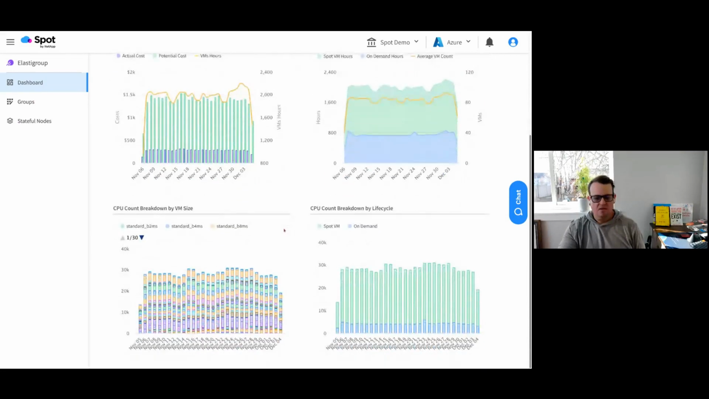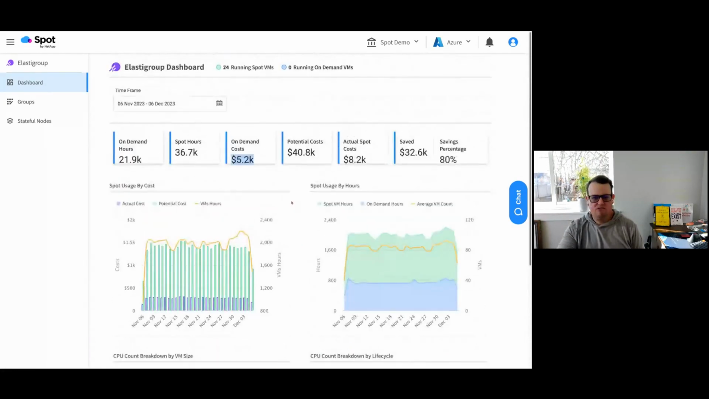You can get a detailed breakdown of your CPU counts by virtual machines. So you can see the instance type and the breakdown of the CPUs, and then the breakdown by lifecycle. How many are on Spot? How many Spot cores have we used versus on-demand cores? These are those insights that we're talking about right out of the box. Just by hooking it up, we start ingesting this immediately.